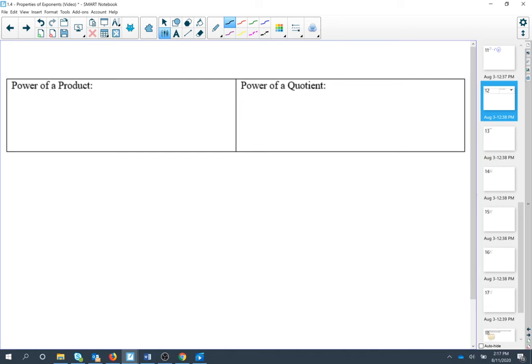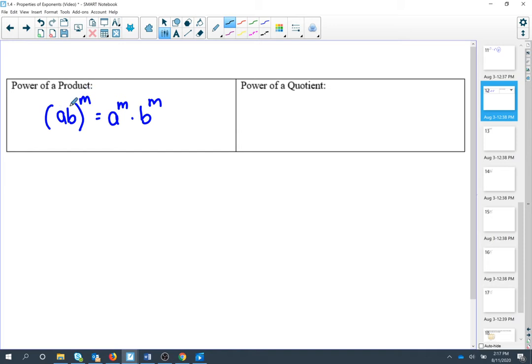The last two properties we're going to cover are power of a product and power of a quotient. So starting with power of a product, we have something that looks like this. (ab) to the m power would actually be a to the m power times b to the m power. So we can essentially distribute this to both a and b.